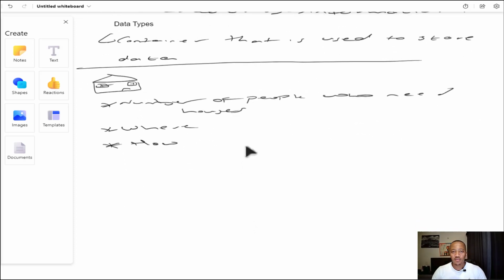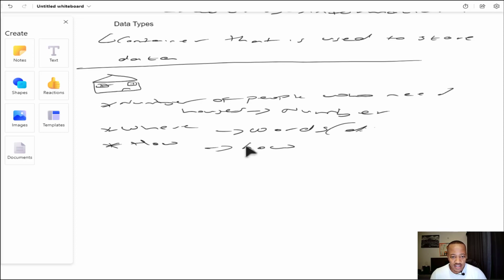All of this will be what? Will be data. So what is this? It's numbers. We speak in numbers when you speak about the number of people who need houses. Where is just words or phrases which actually tell us where this thing is going to be built. Same as how. Okay? This can also be referred to as data, location, which is what? Address. Okay?